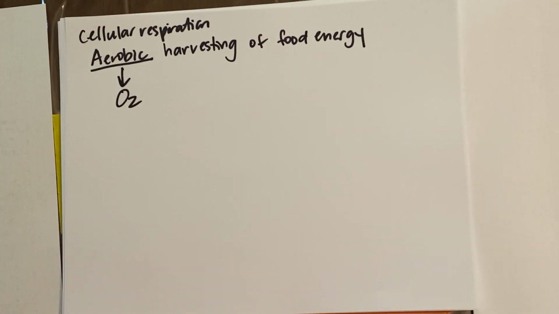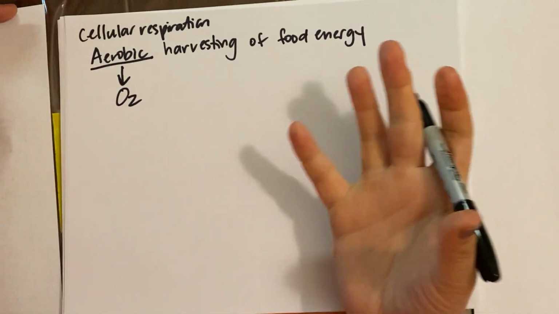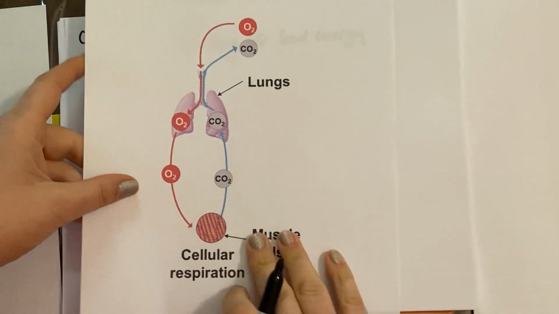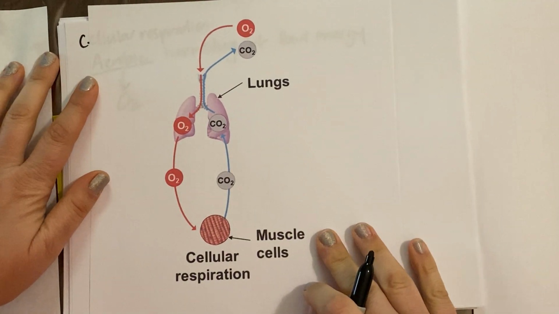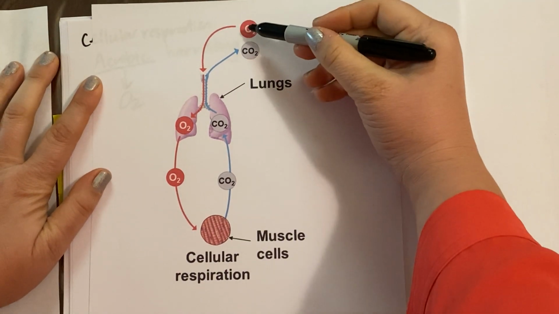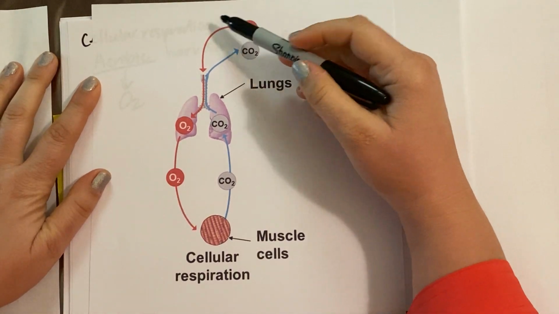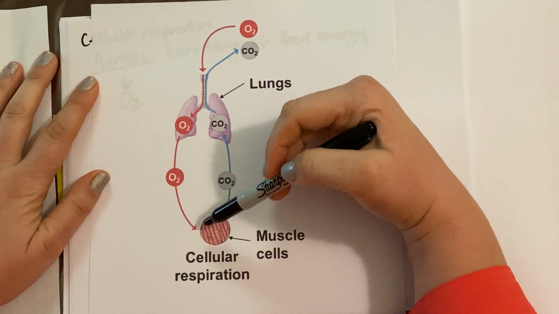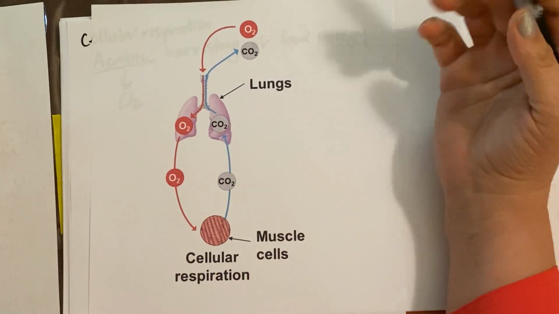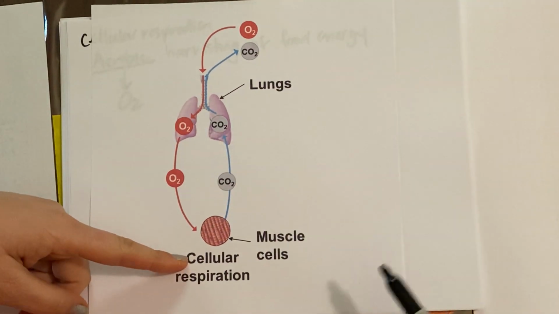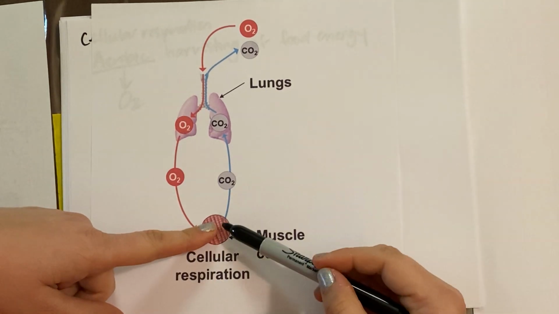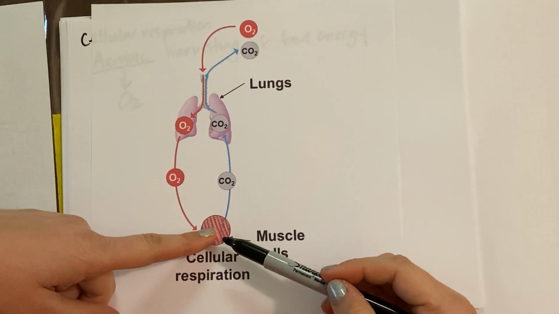Okay, so cellular respiration, you'll want to start thinking of respiration, so that's breathing. What we actually see is we are going to take oxygen into our bodies. The oxygen is then going to travel into the bloodstream and be delivered to all cells in the body. This one's just showing muscle cells, for example. In the cells themselves, we're going to have cellular respiration take place.